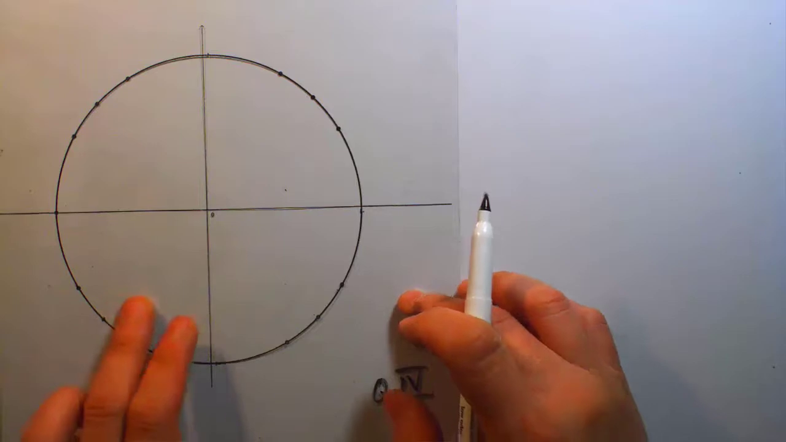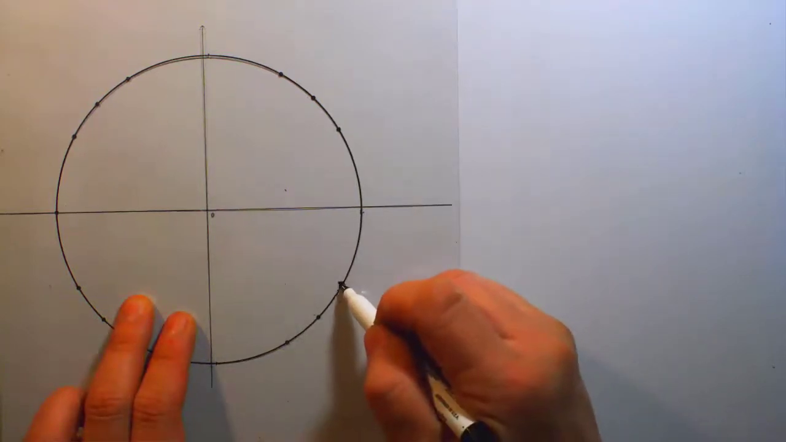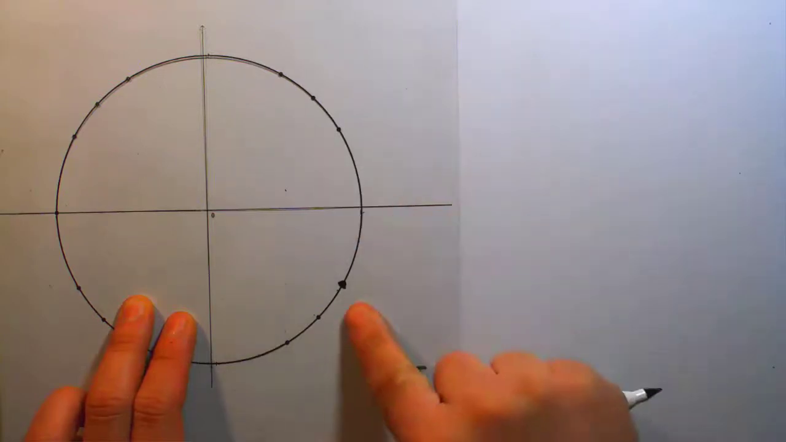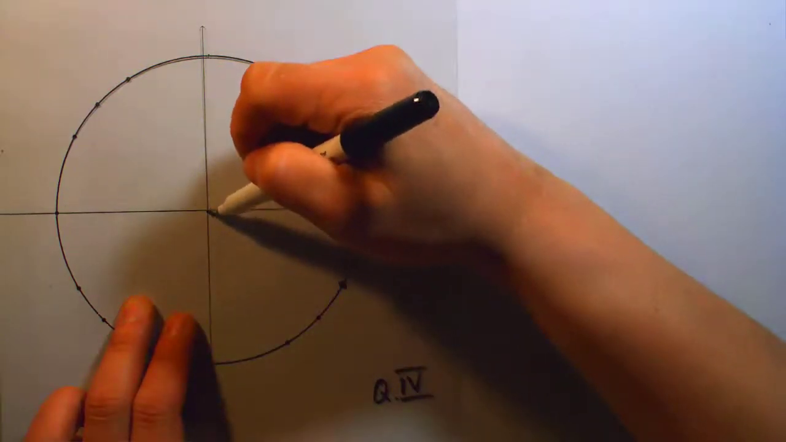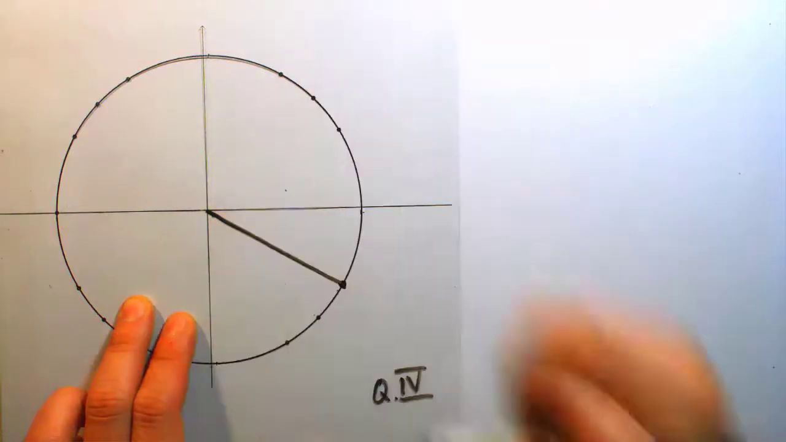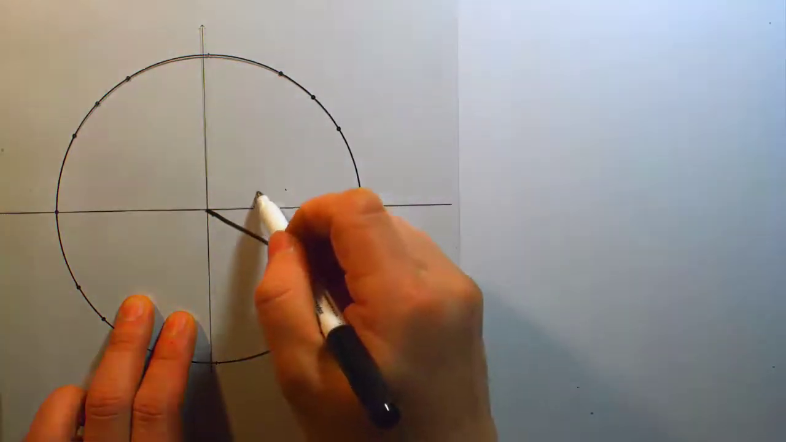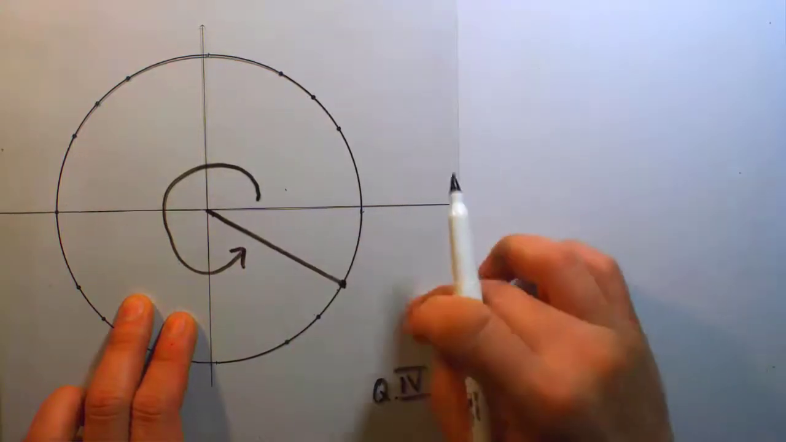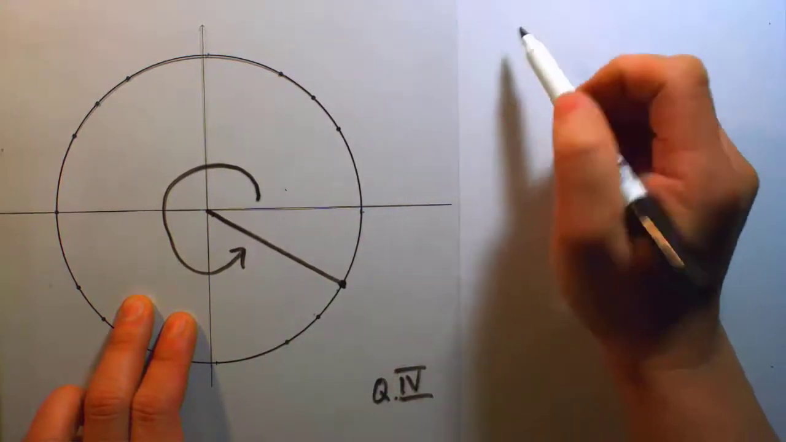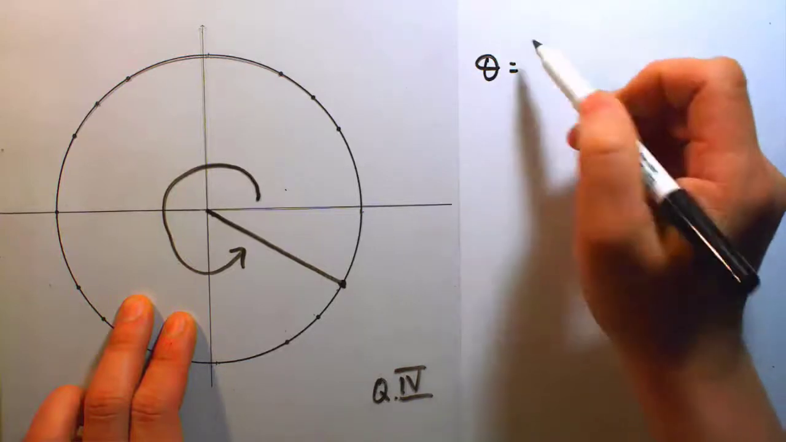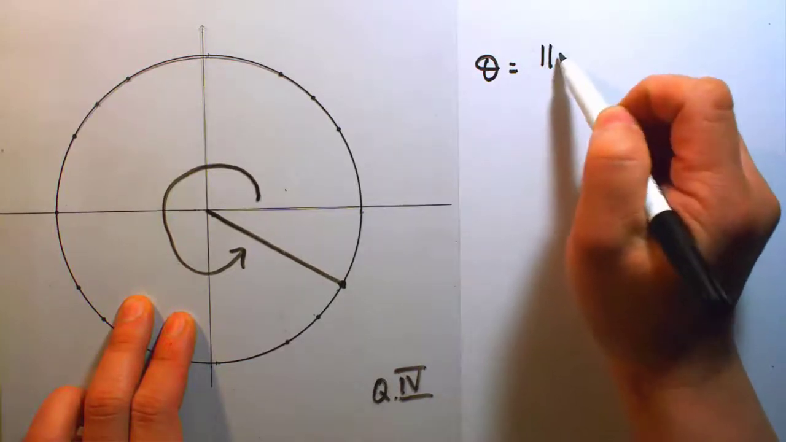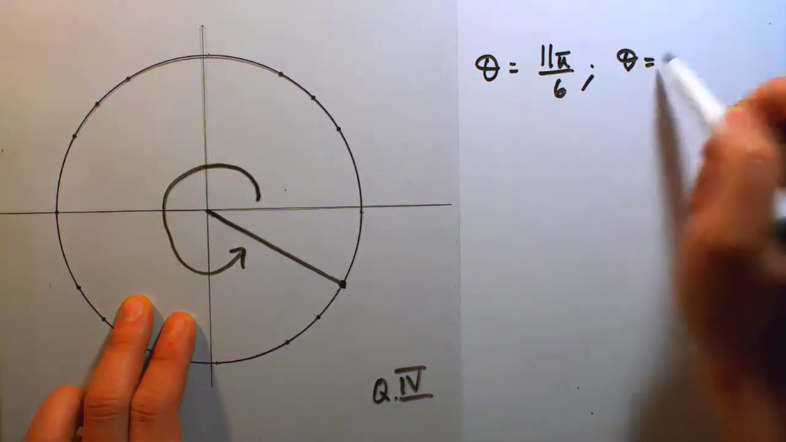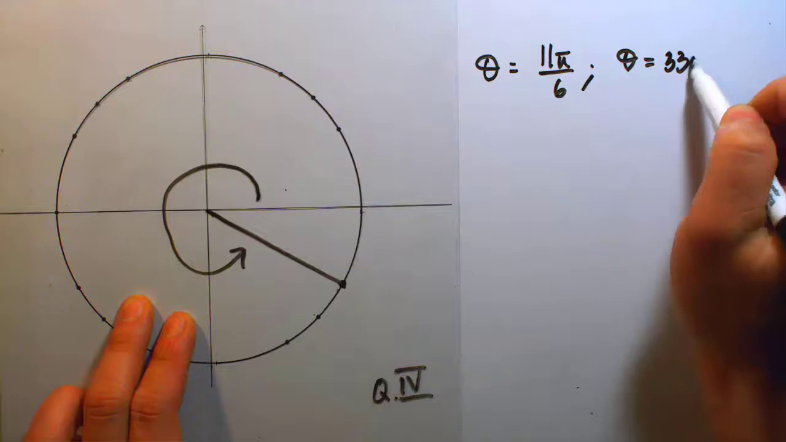All right, and the last common angle on the unit circle is when your terminal point is here. As far as the rotation it has made, up to quadrant 4, it has made an angle theta equals 11 pi over 6, or in degrees, it's the angle 330 degrees.